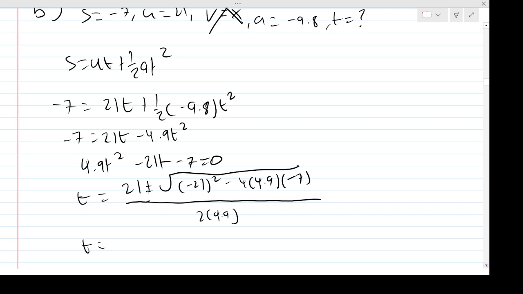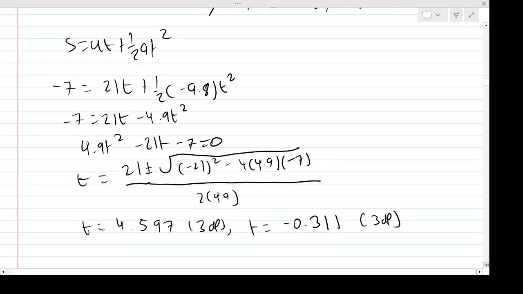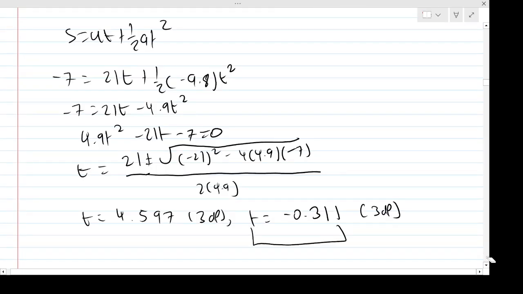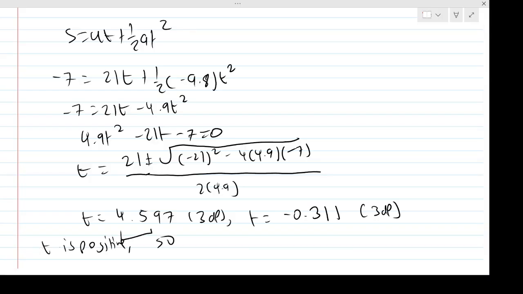T is 4.597 to 3 decimal places, or minus 0.311 to 3 decimal places. Obviously, we know which one we're going to accept because this is negative. It doesn't make sense for t to be negative. The t is positive because it's time. So that means we can only accept t is 4.597 seconds to 3 decimal places.